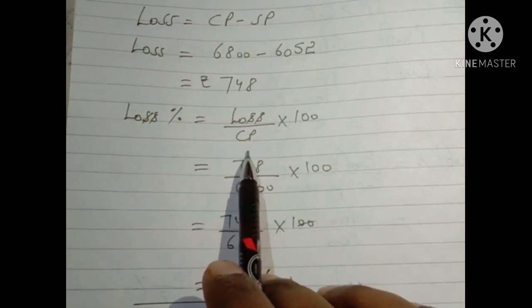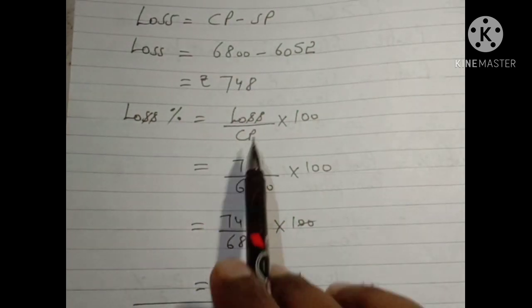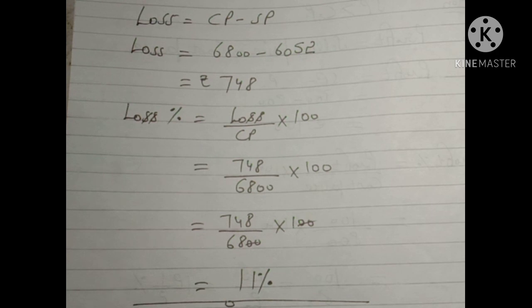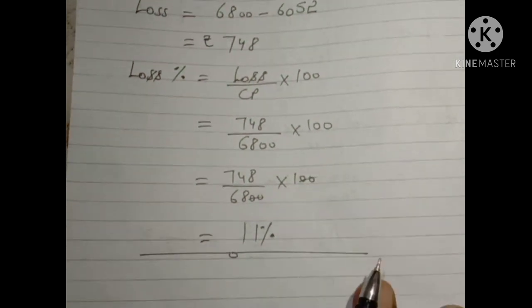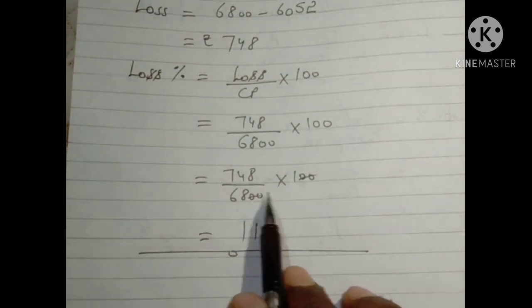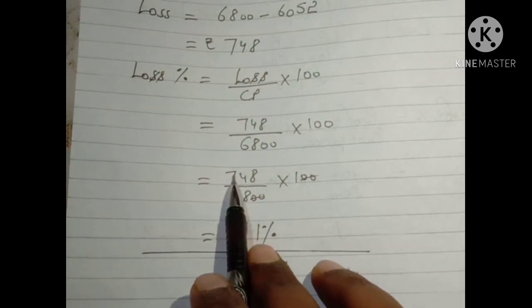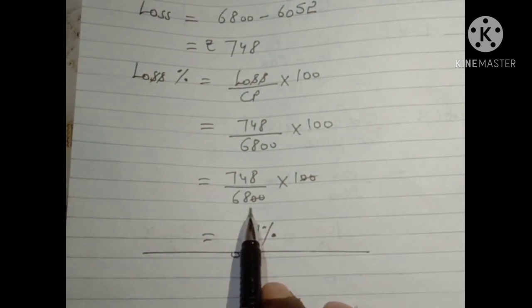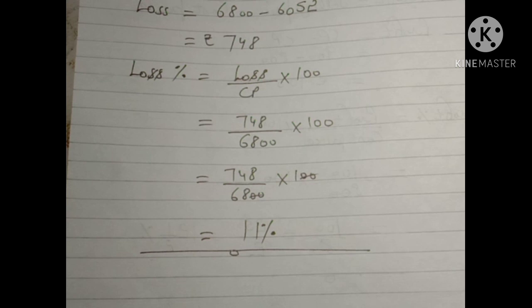And then you can see the cost price, you have to put here. The value of cost price is 6,800 multiplied by 100. And now in the next step, you can see after cancellation of these two zeros, it will become 748 over 68. And after division, it will become 11. So in this case, loss is 11%. So this is the solution.